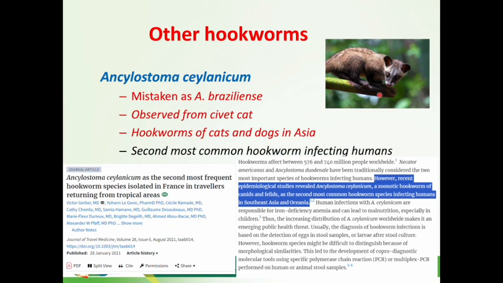It has been described as the hookworm of cats and dogs in Asia, and the second most common hookworm infecting humans. So recently, after studies, they realized that Ancylostoma ceylanicum is becoming more prominent. It's becoming the second most common hookworm infection, particularly in Southeast Asia and Oceania. So, that is it for the hookworms.